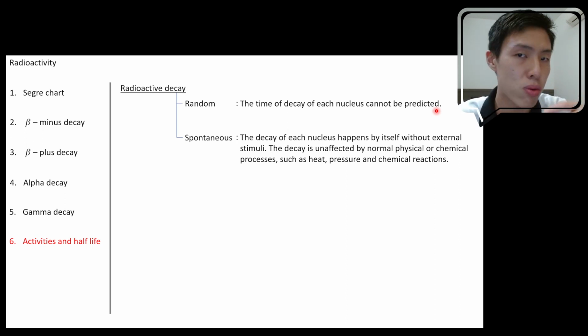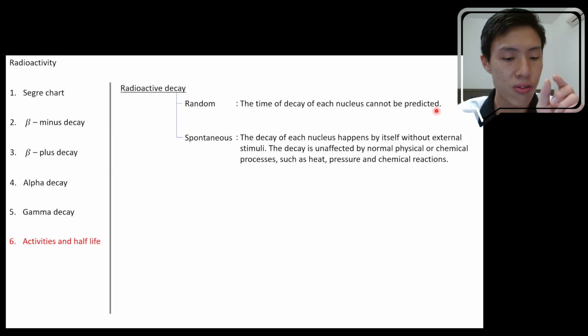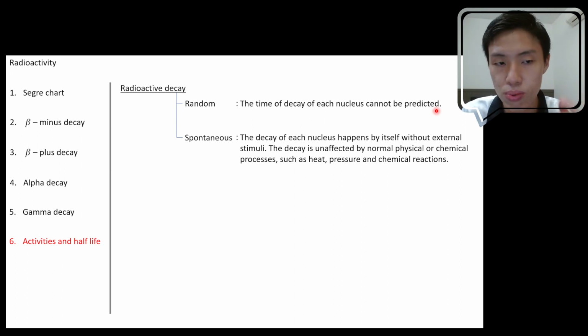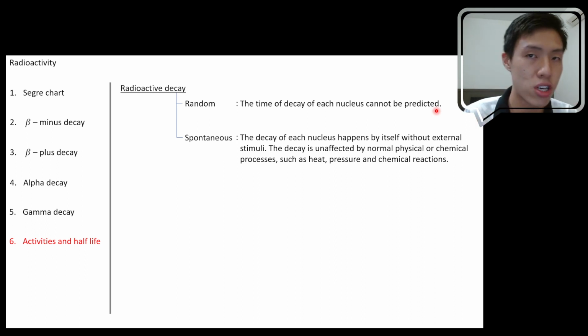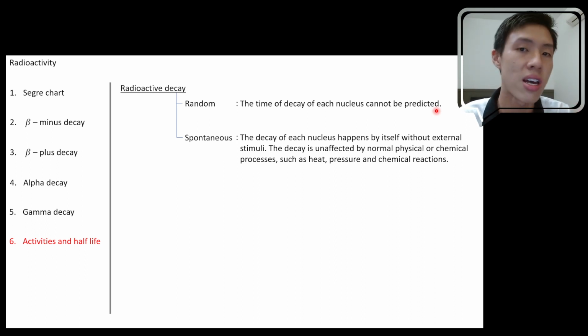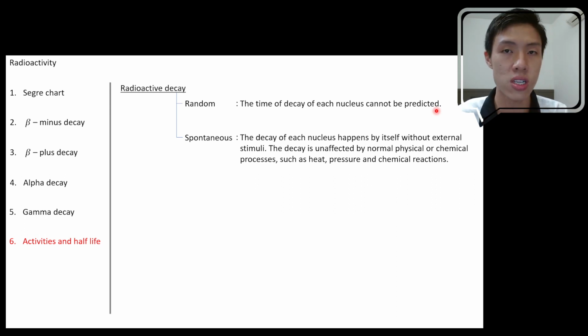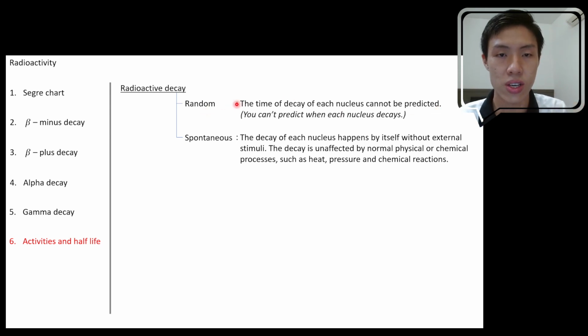But when you talk about radioactive decay, if you look at a particular nucleus and want to predict when it will decay, it is impossible. There's nothing you can observe. You cannot look at the temperature, the pressure, or the kinetic energy. Those things won't tell you when the nucleus will decay. There's no information you can use to predict when it will happen. So that's the idea of random: you cannot predict when each nucleus decays.